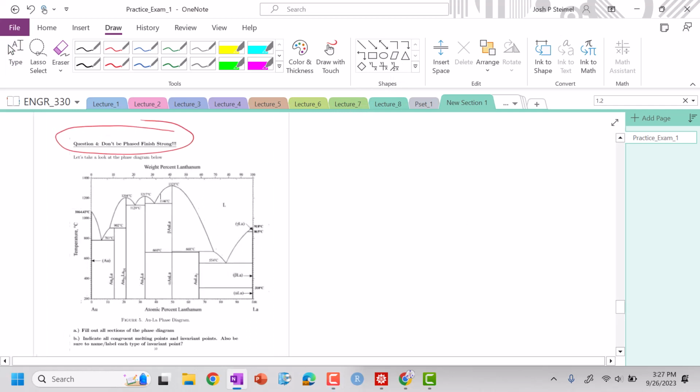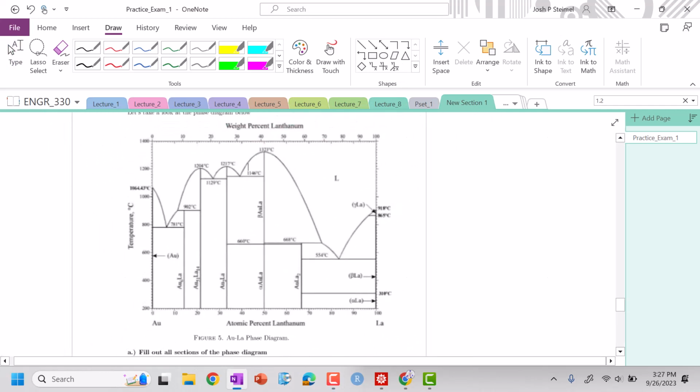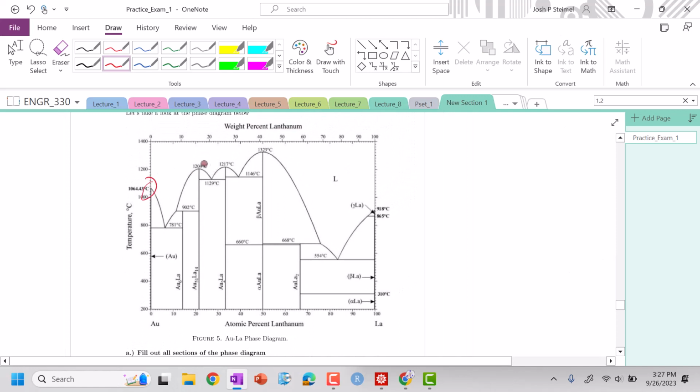So we need to look for congruent melting points. So I've got a congruent melting point here, here, here, here, and right there. Those are all our congruent melting points. Let's go ahead and delete those.